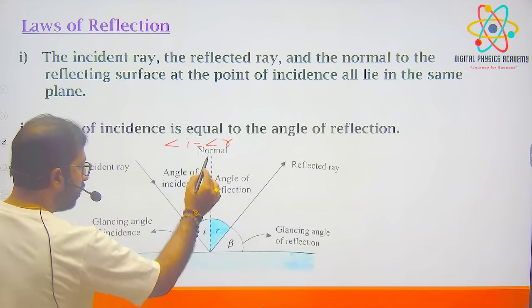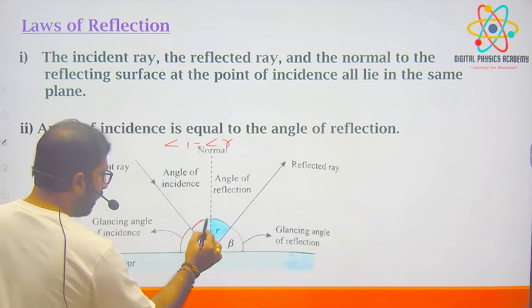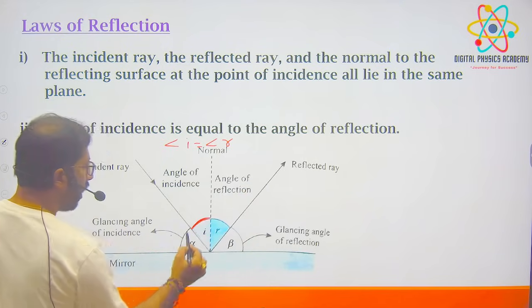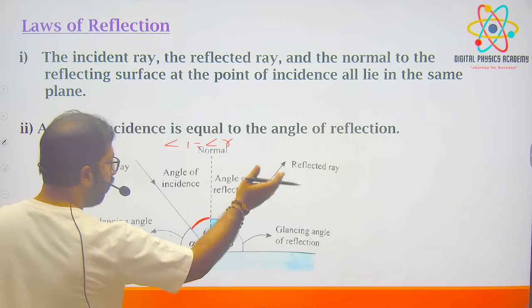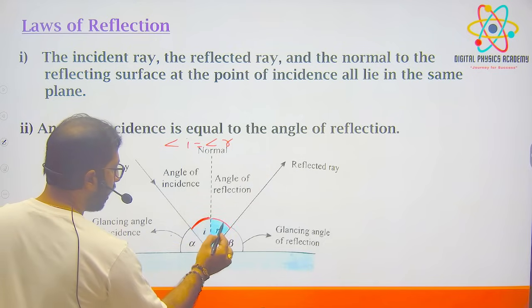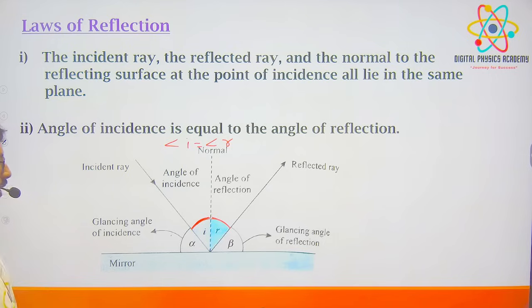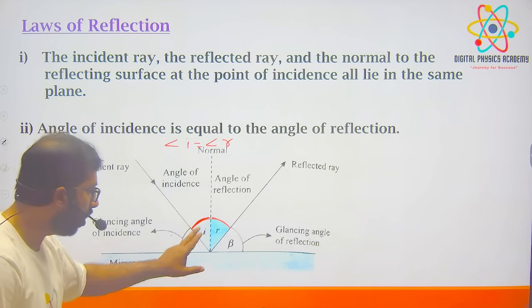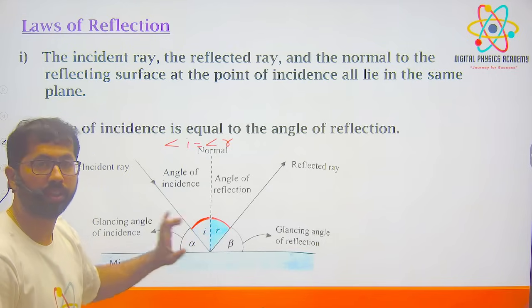This angle of incidence is what? The angle between the incident ray and the normal is called the angle of incidence. The angle between the reflected ray and the normal is called the angle of reflection. Right? And what is it saying? The angle of incidence is always equal to the angle of reflection.